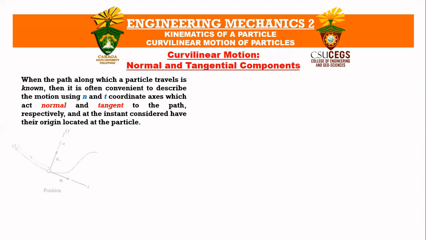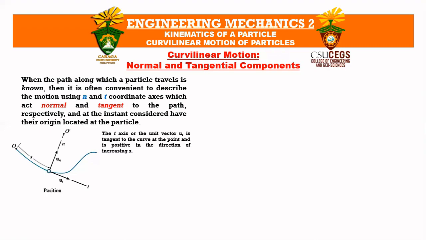So we have this illustration. As you can see here in this illustration, the particle here is considered as the origin, and from the particle, it describes the n and t coordinate axes, which are the normal and tangent to the path of the particle. So we have also its position. When we say its position, it describes from the fixed point, say the point O, and from point O going to the particle, that is the position of your particle.